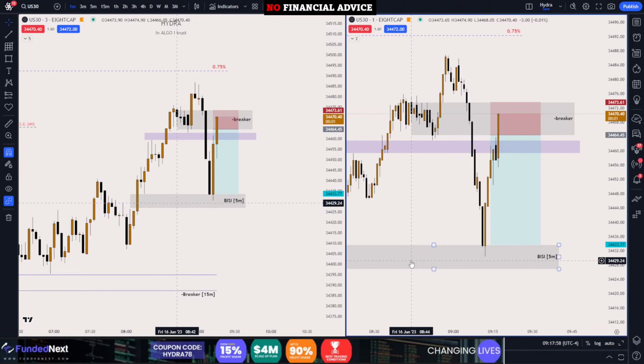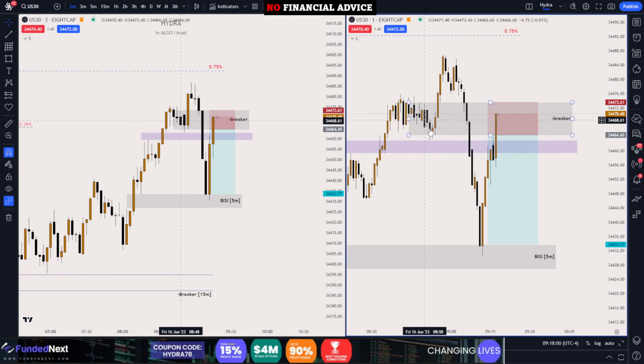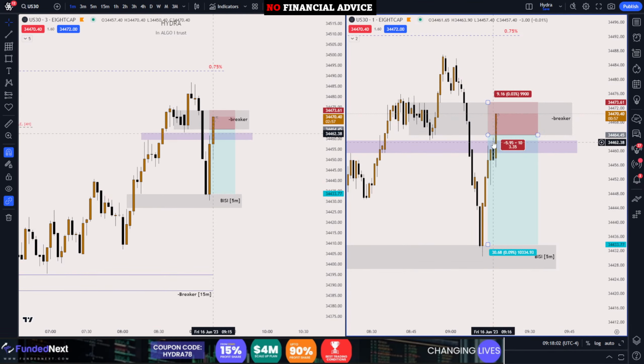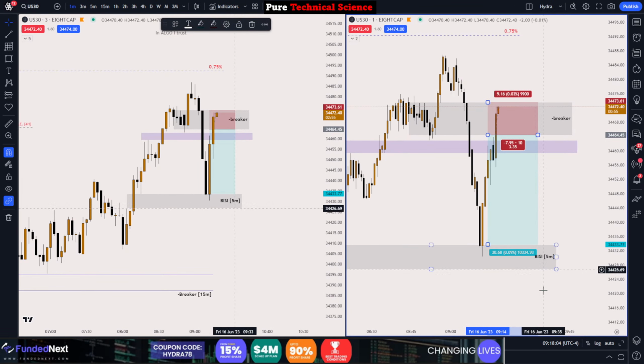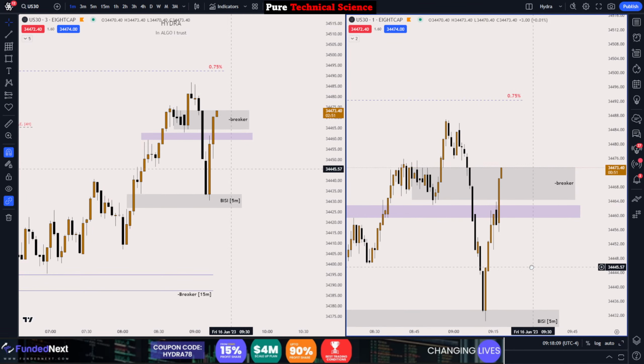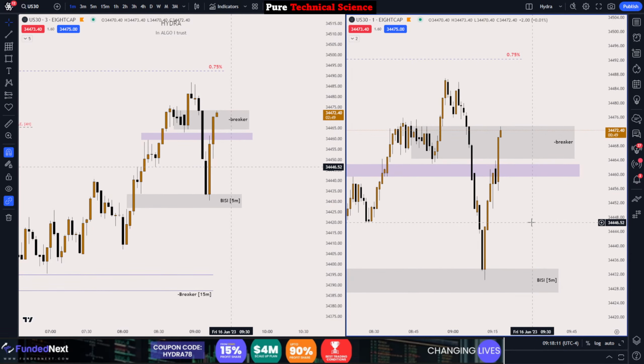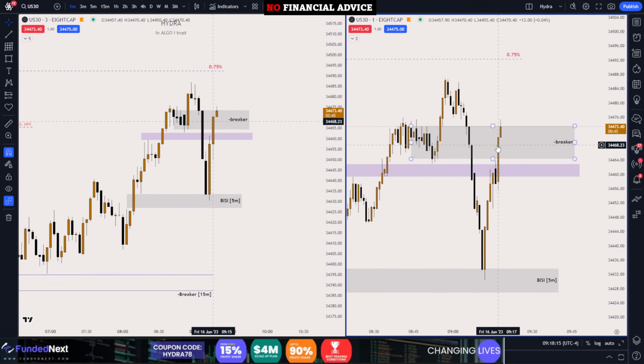So price is not respecting this breaker block, right? Rather it pushed higher. So yeah, I don't see any trade idea right now here. I was waiting for price to reach here like inside 920 period, and then like not this aggressively.